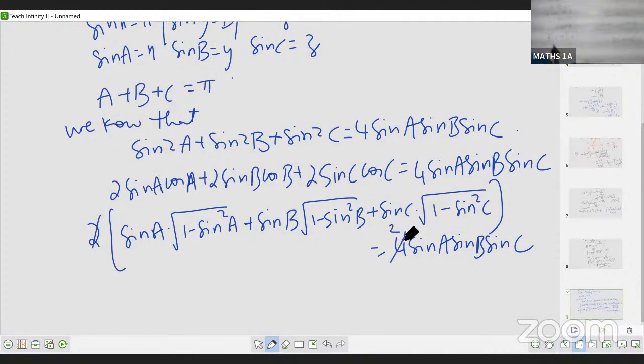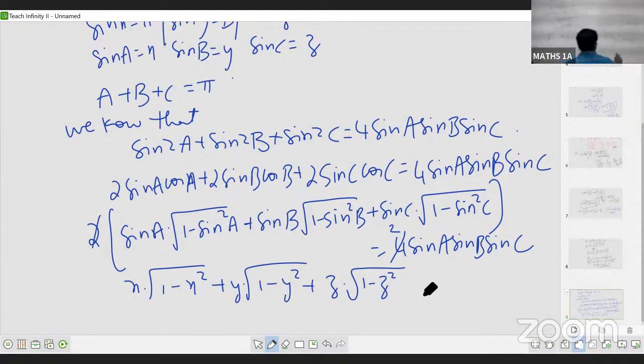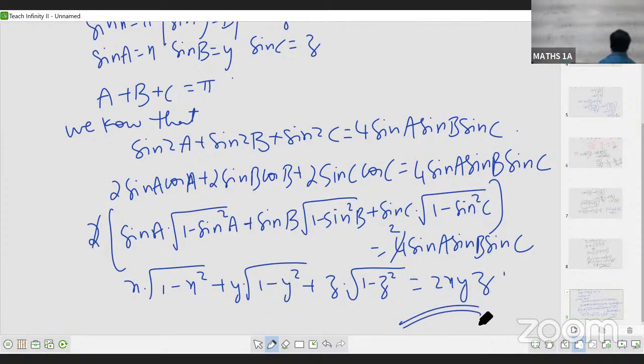What is sin A? Sin A is nothing but x into under root of 1 minus x square, plus y into under root of 1 minus y square, plus z into under root of 1 minus z square, equal to 2xyz. That's it. It's only what is asked. Is it clear?